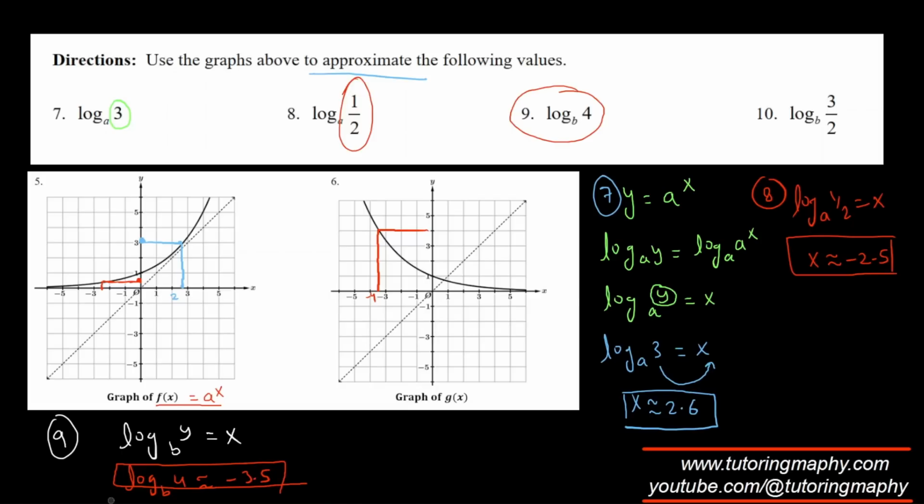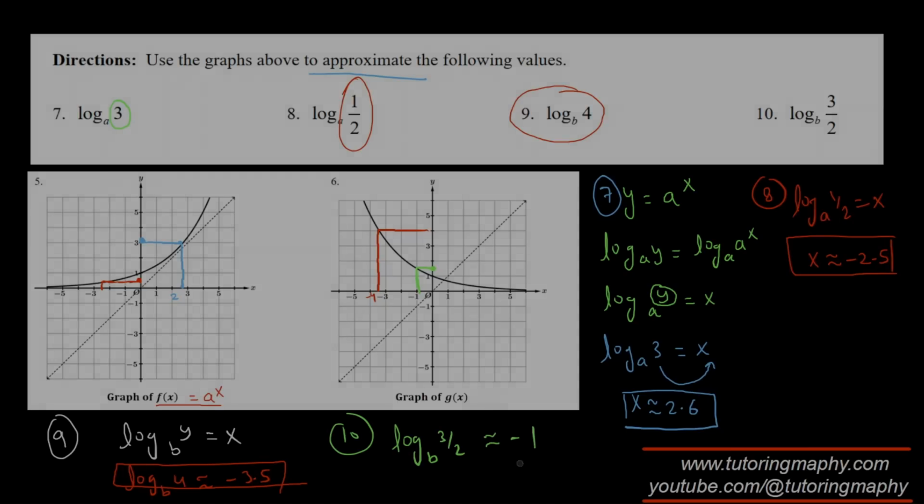And then we have question number 10 where this is 3 over 2. 3 over 2 is 1.5. 1.5 is right here. At 1.5 I'm getting negative 1 around. So the log with base b of 3 over 2 is approximately negative 1.